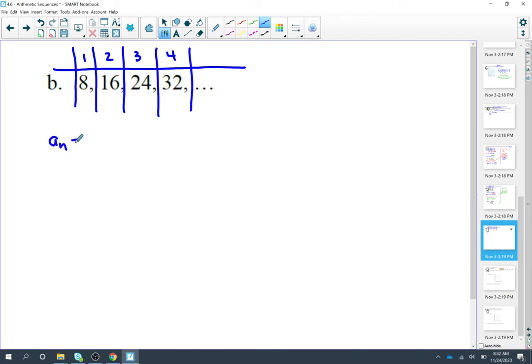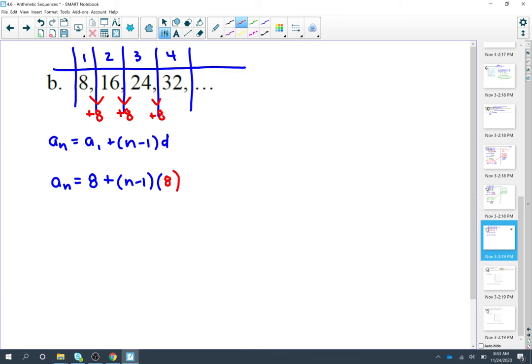A sub n equals a sub 1 plus n minus 1 times d. A sub n remains a variable. A sub 1, first number in the pattern, 8, plus n minus 1 times d, so you're going to need parentheses. D, 8 to 16, add 8. 16 to 24, add 8. 24 to 32, add 8. So we're going to substitute an 8 in there.